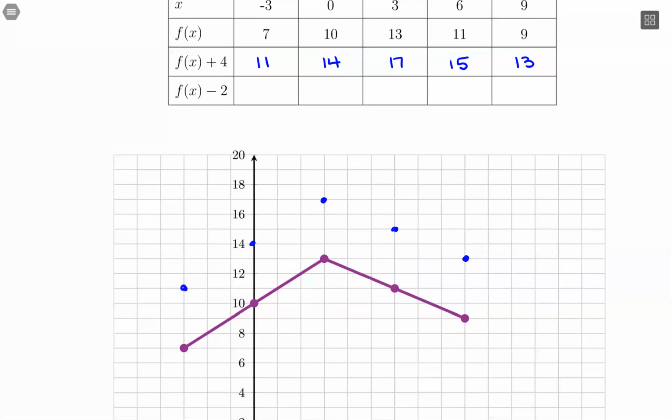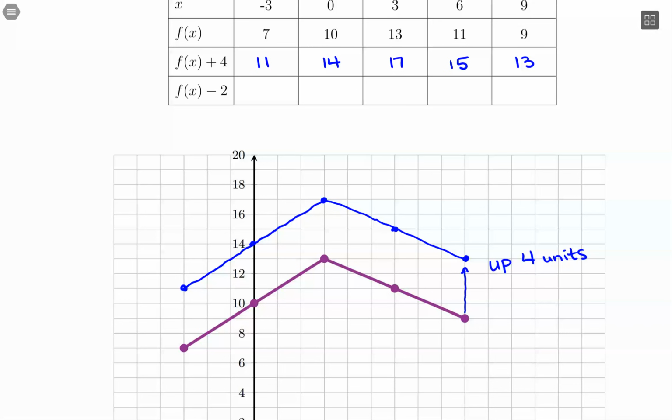And then what I'll do is go ahead and connect those dots. I don't have a ruler with my tablet here, so you should use a ruler at home. I will make these as straight as I possibly can. Okay, good enough. So what we can see is our graph moved upwards, and it moved up 4 units. So that's the transformation that's occurring here.